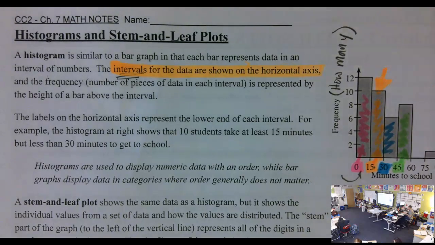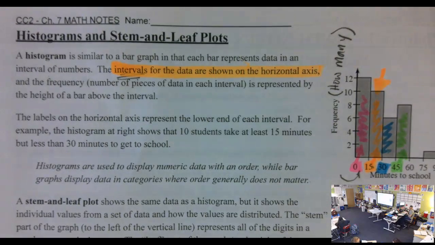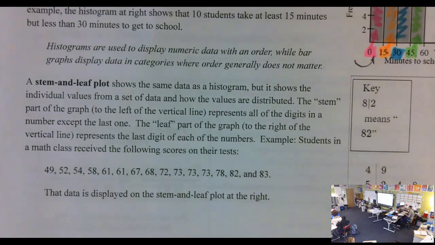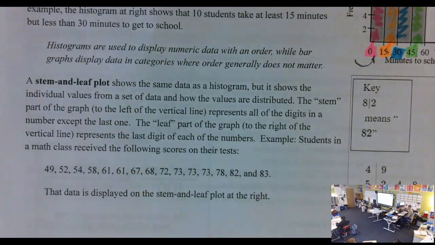So a histogram is how we show how many fit into each section. Now a stem and leaf plot is almost the same thing, except we actually see the numbers. So let's move down and look at a stem and leaf plot. Guys, I love stem and leaf plots.